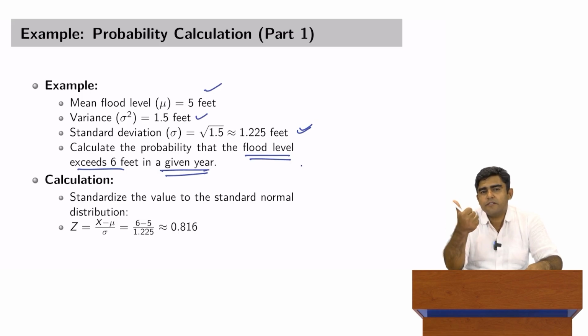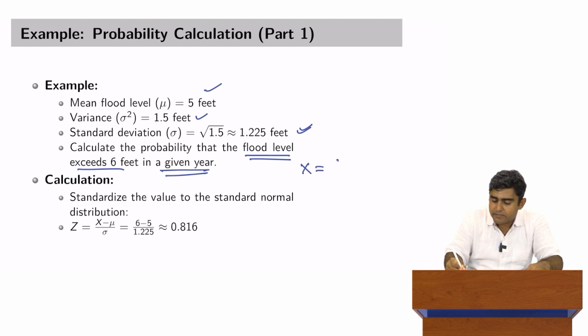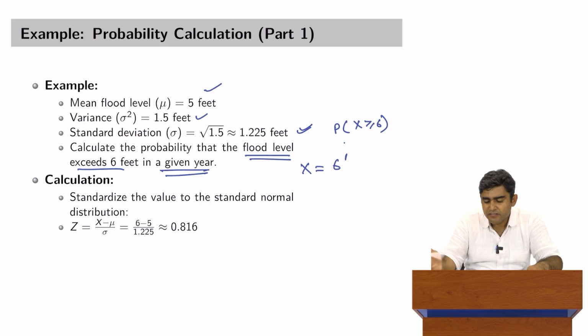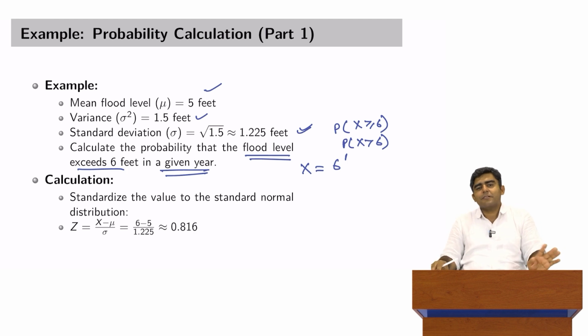Now we know the standard deviation and we know the mean. And we also know that X under discussion here is 6 feet of flood. Mathematically speaking, we are interested in the probability of X greater than or equal to 6, as it says, calculate the probability that the flood level exceeds 6 feet in a given year. Sometimes you can also argue, isn't it the probability of X greater than 6? Yes, but again, using PDFs, we cannot determine the point probability. So answers would be very close to each other in the practical world, even if we consider greater than or equal to, or greater than, as the same sign.